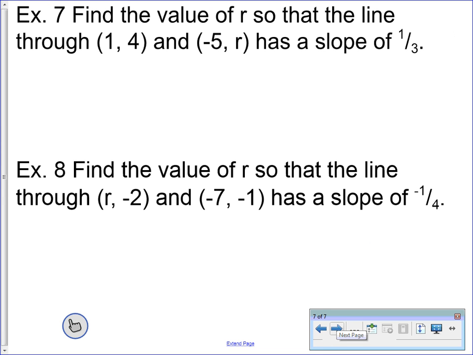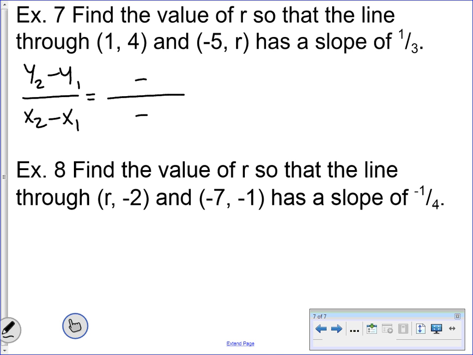Lastly, we're going to use the formula for finding slope to find some missing values. So we're going to use our formula. Determine our x1, y1, x2, y2. In this case, y2 is going to be the variable that we're solving for. So y2 is r, y1 is 4, x2 is -5, x1 is 1.